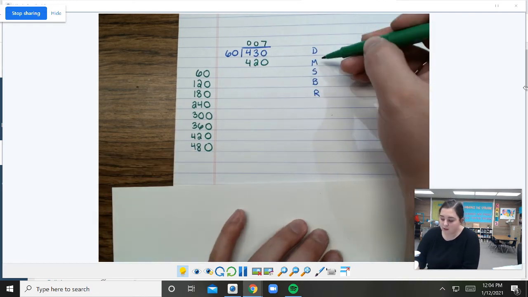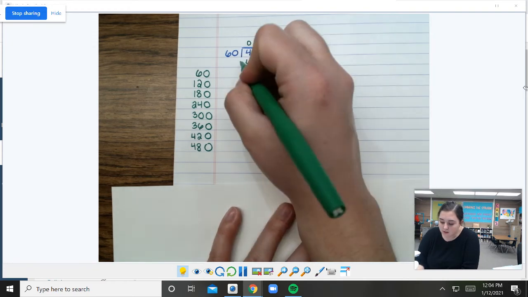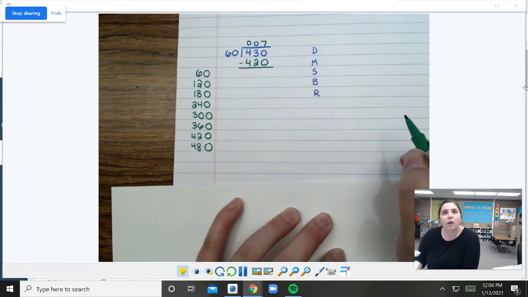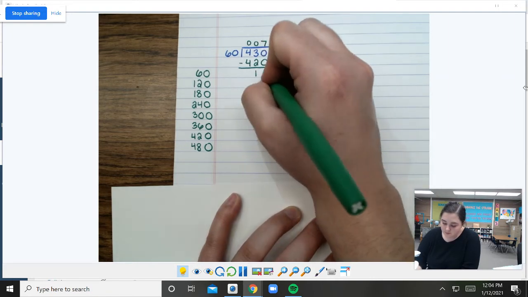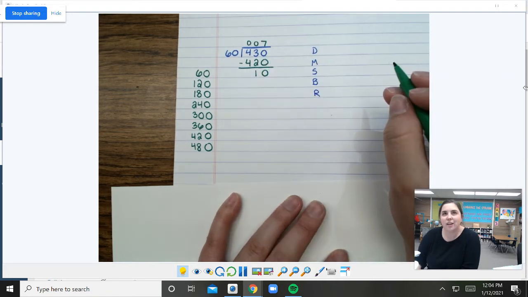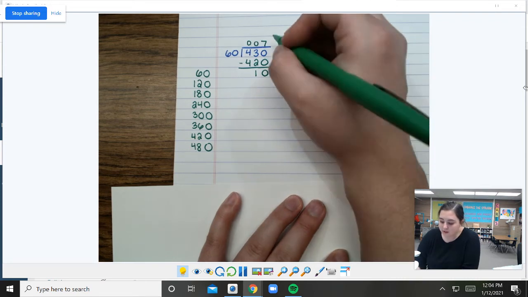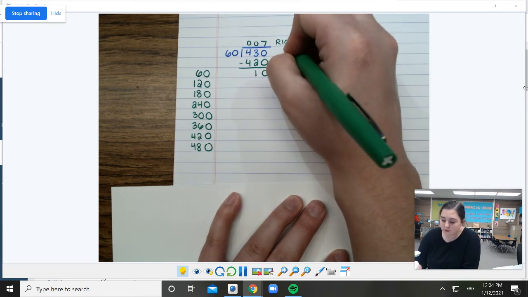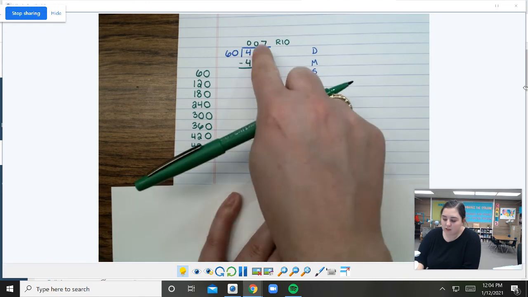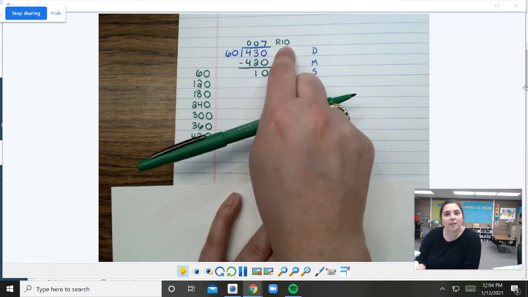All right, so that was my multiplication. So now we subtract. What is 430 minus 420? Oh, that's 10 again. That's funny. And since there's no other number here to bring down, that's going to be our remainder. So our answer is 7, remainder 10.